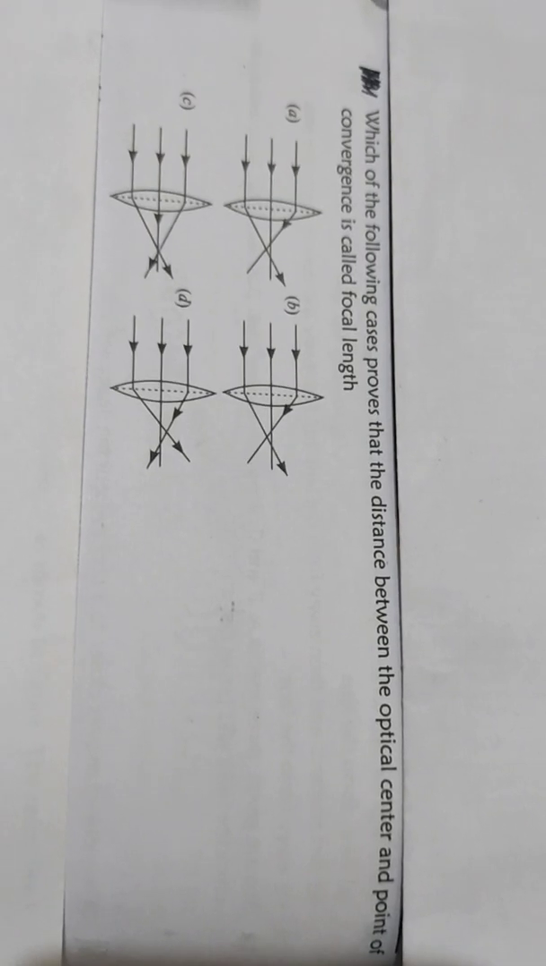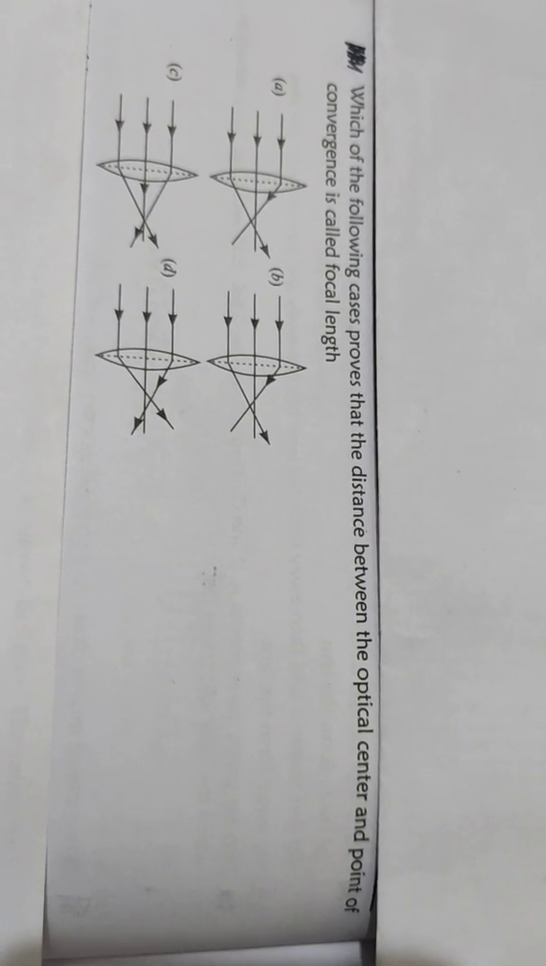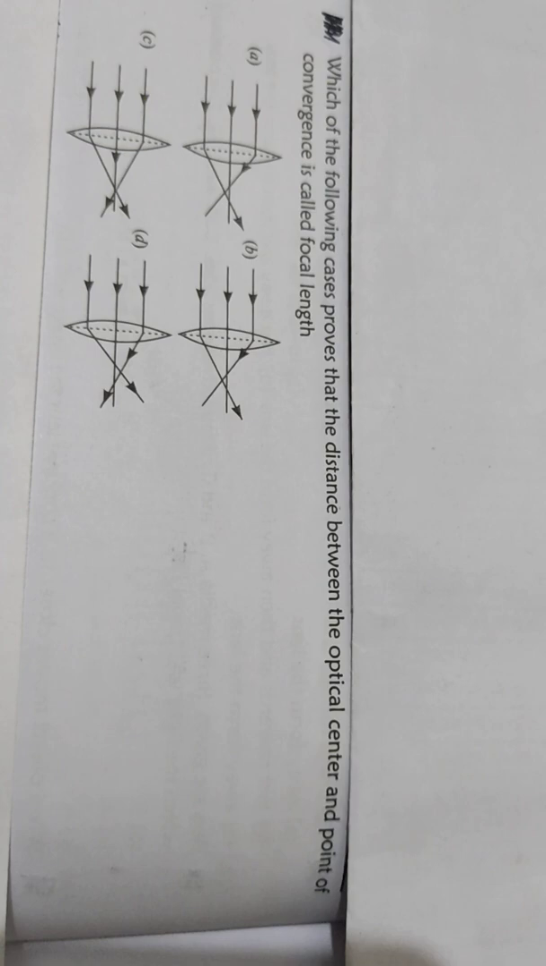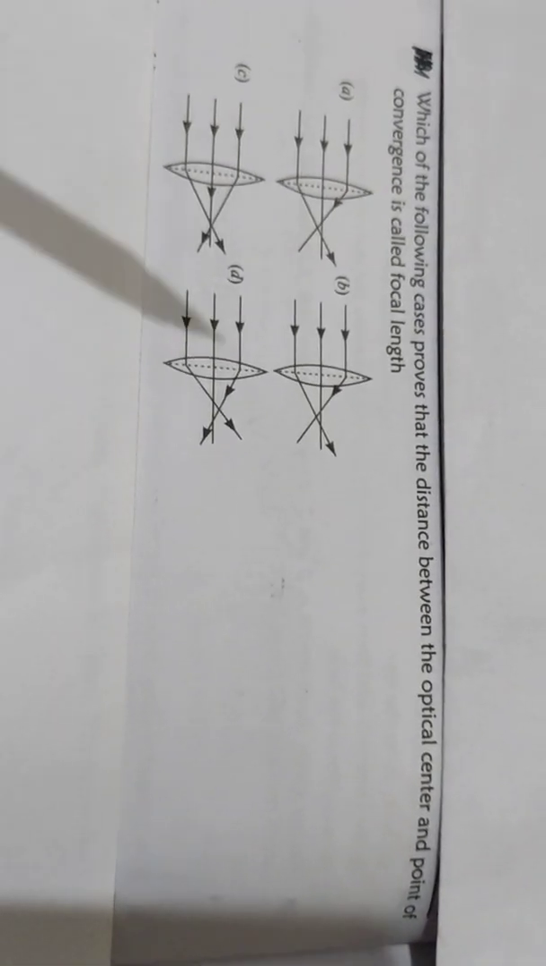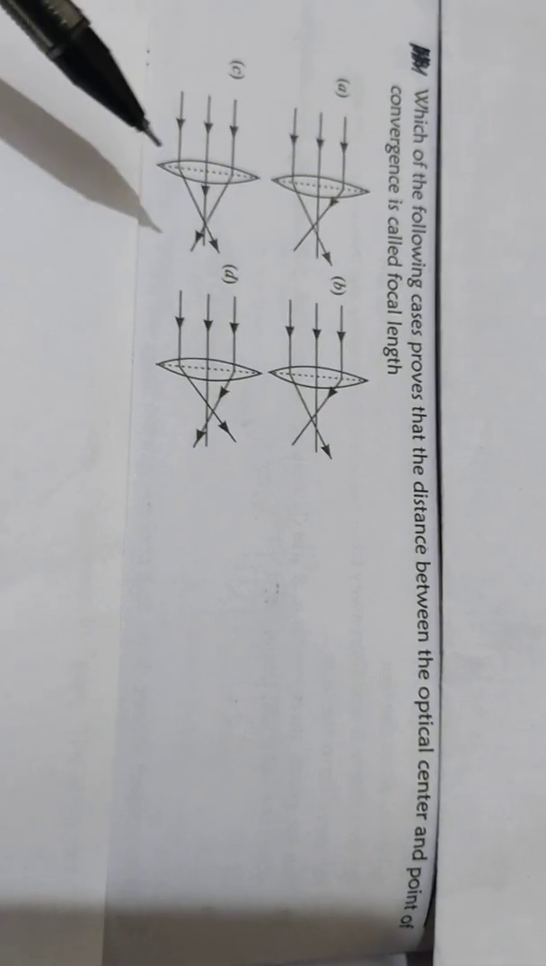This is the next MCQ. Which of the following cases proves that the distance between the optical center and point of convergence is called focal length? If you look at the first diagram, in all the four diagrams, the incident rays are parallel to the principal axis.